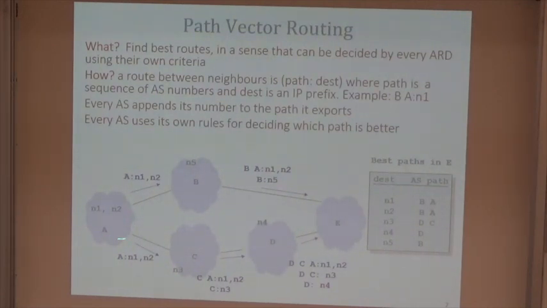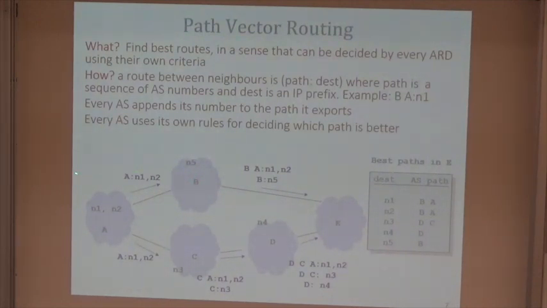For example, assume AS number A has prefixes internally, N1 and N2, and it wants to make them visible to the rest of the world. And it has two BGP neighbors, B and C. So via BGP, all those messages are BGP messages, A will inform B that it has network prefixes N1 and N2, and A will add its own AS number to it. So the path to N1 seen from B is A, N1. Now B will receive this and will keep it for itself.